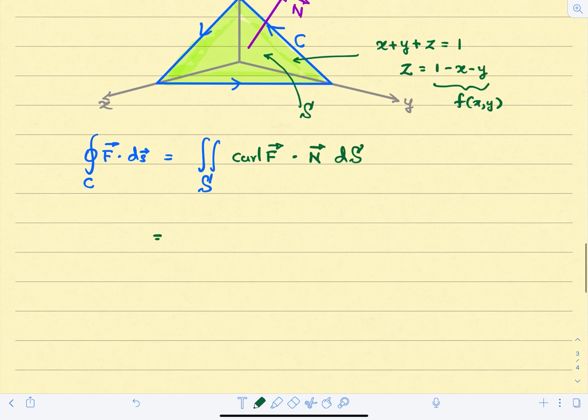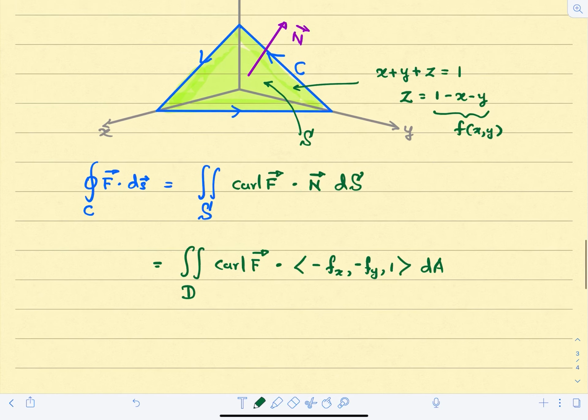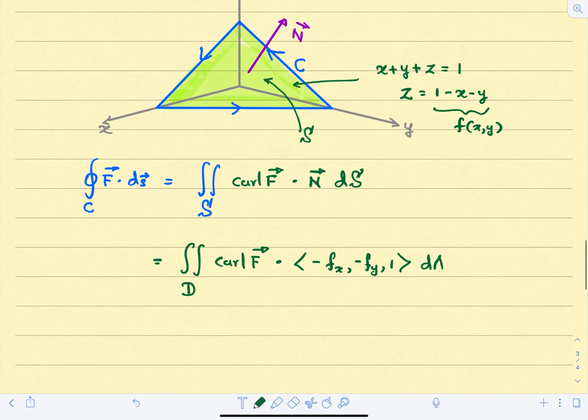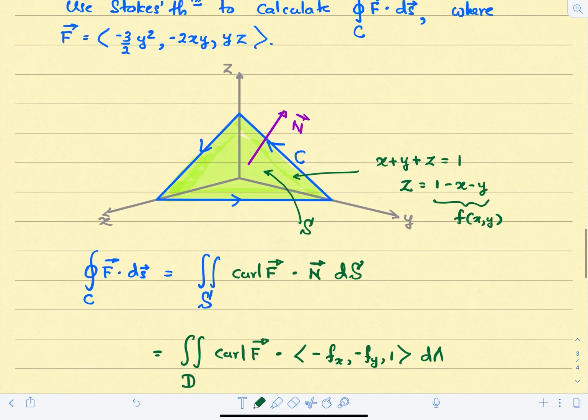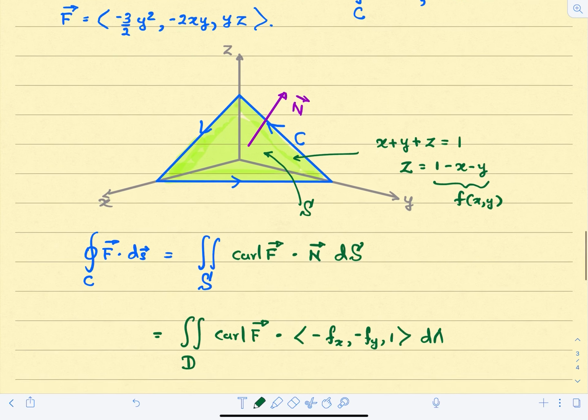Now we know that this flux integral can be converted to an area integral over a domain D. Dot here you should get minus f sub x, minus f sub y, and 1, dA over the domain D. Let's calculate the curl of F.